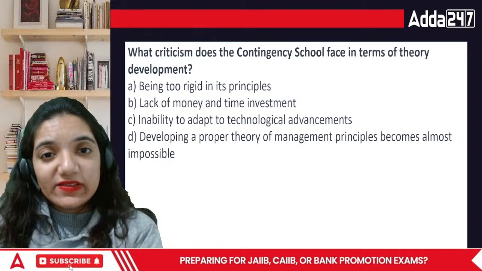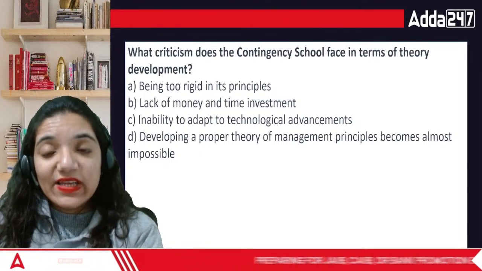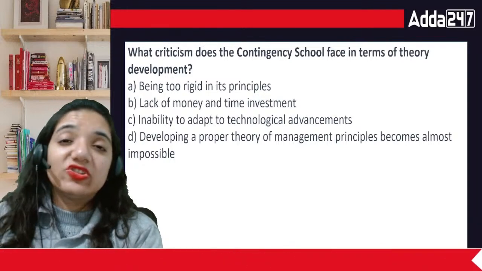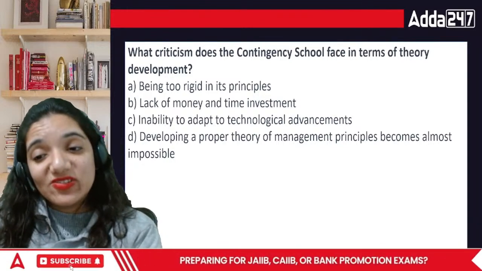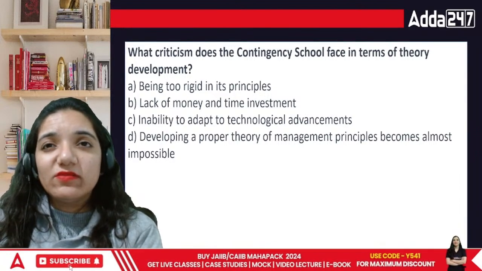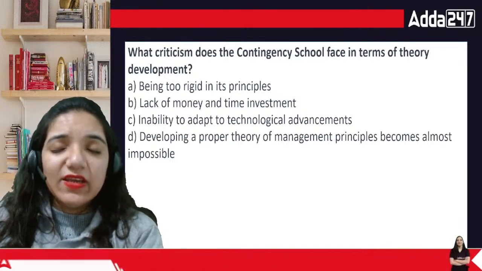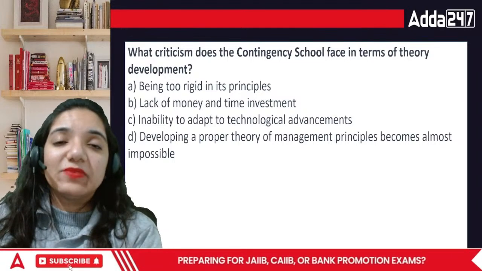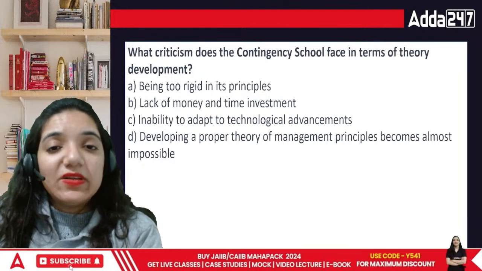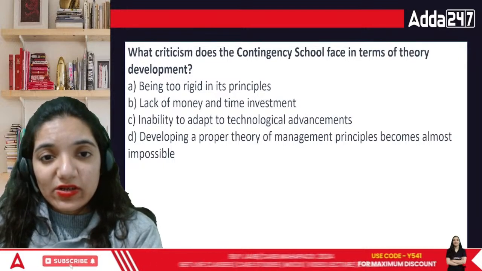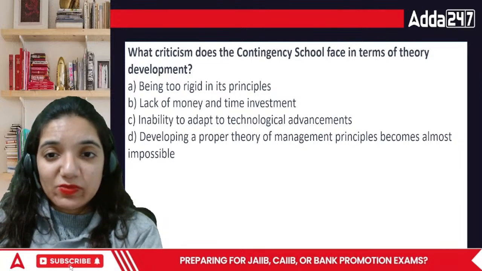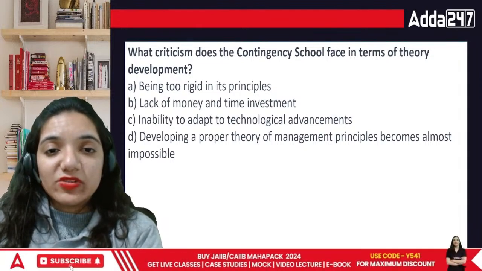Now comes, what criticism does the contingency school face in terms of the theory development? Being too rigid in its principles, it's just not rigid. The point is, it is not rigid at all. It is way too flexible. Then, lack of money and time investment, not really. People put a good amount of money in making the contingent plans. What if it happens? Then they have a plan for it. Then we have the inability to adapt to technological advancements. And the last one is, developing a proper theory of management principles becomes almost impossible.